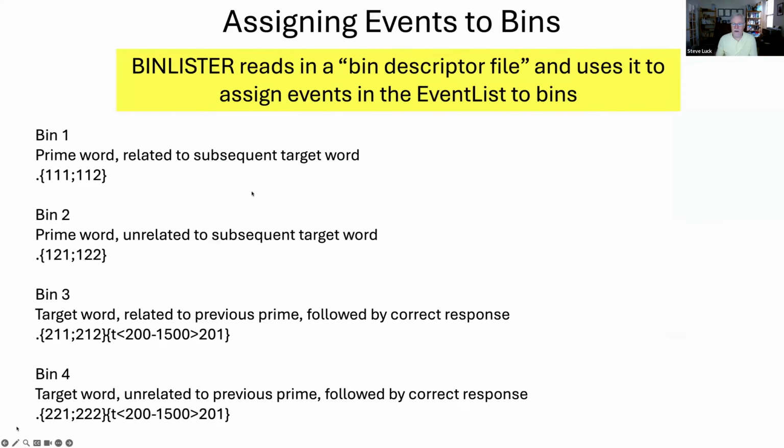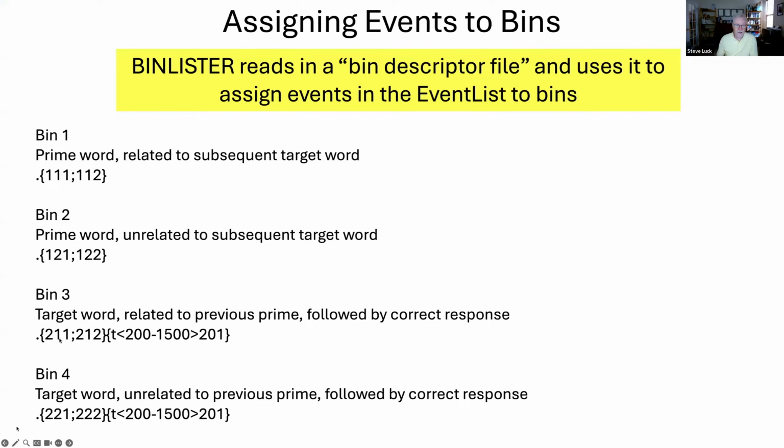It's a text file called a bin descriptor file. It's not super complicated, but also not super user-friendly. We are going to replace this eventually. This just says, okay, you have a list of event codes within the curly brackets. The dot before it means that the event codes following the dot are the time-locking event, time 0. So this is just the event codes for prime words that are related to a subsequent target. These are prime words related to a subsequent unrelated target.